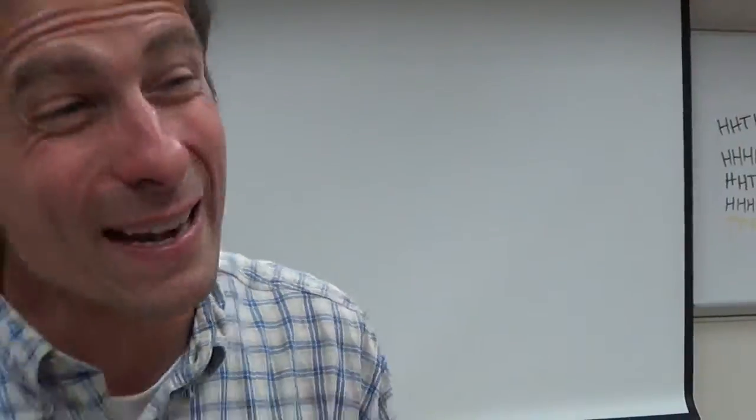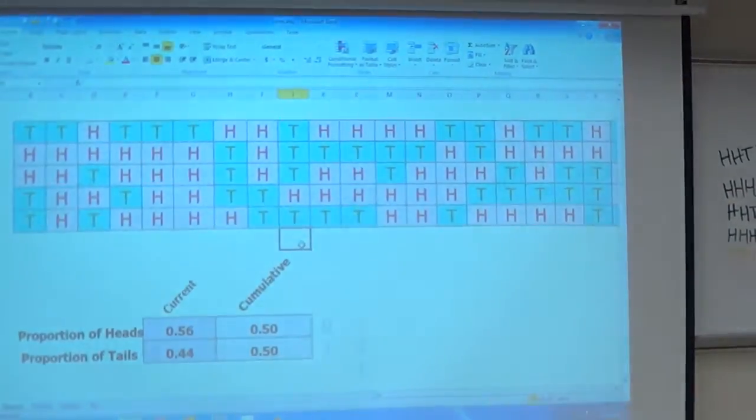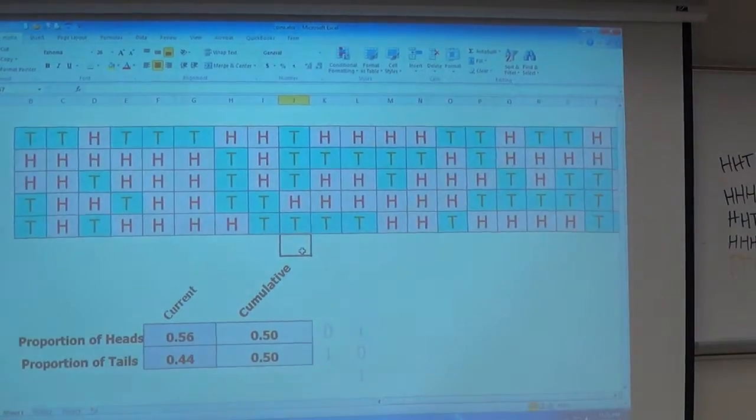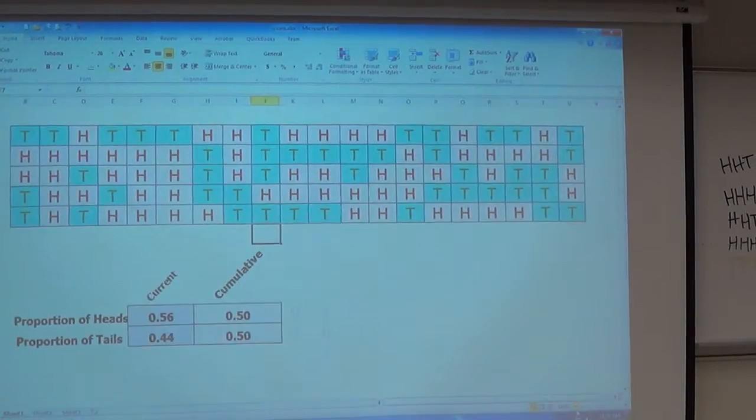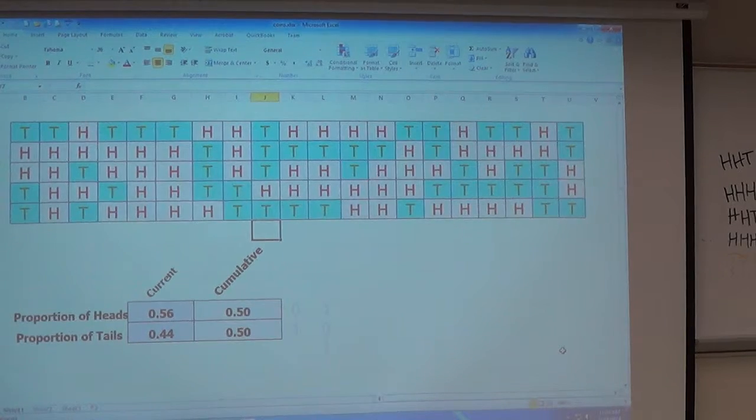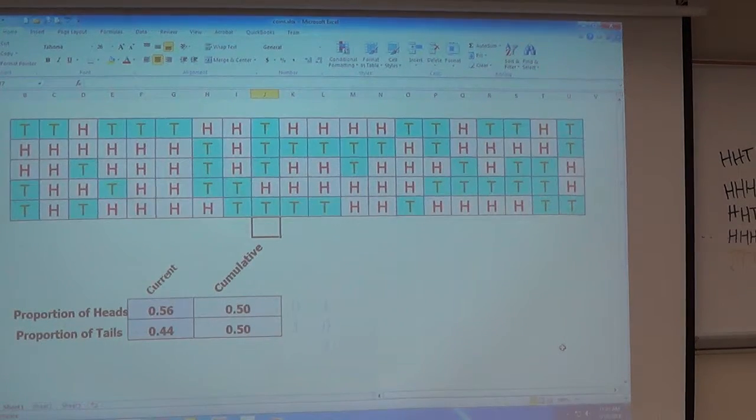A truly random-ish spreadsheet in Excel. Of course I did, because I'm me. So what you see here is Excel flipping coins for you. Every time I press F9, it's going to flip 200 more coins.